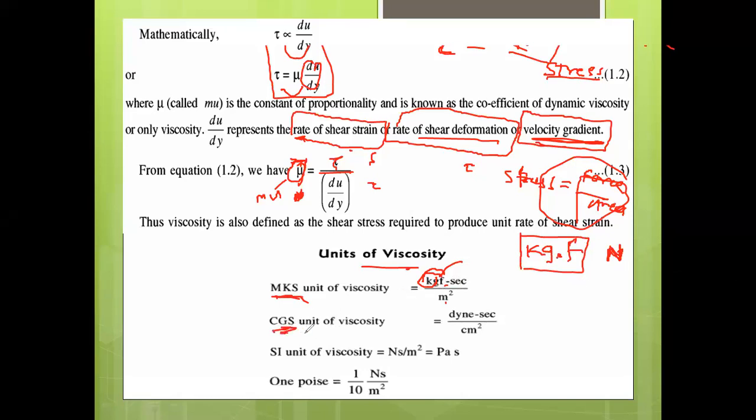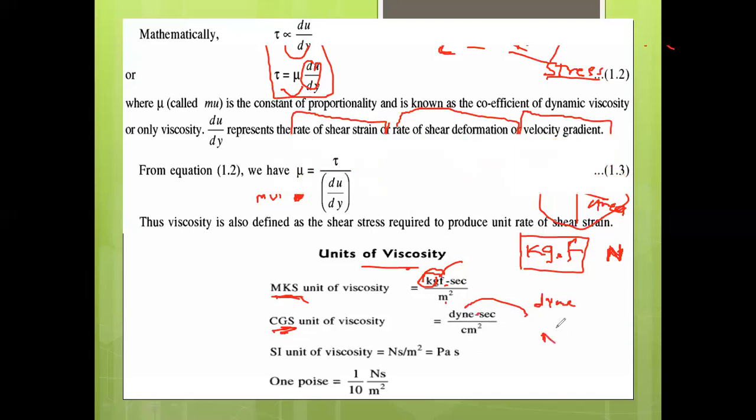Then what is the CGS unit? Dyne second per centimeter square. In the CGS unit, the force is measured in dyne. Okay, so dyne second per centimeter square. In the SI unit, the force is measured in Newton. So the unit will be, instead of this kgf, now you can put here Newton second per meter square. So this is the SI unit of viscosity. Okay, now here if you observe Newton per meter square, what is that Newton per meter square? What is the unit of that?